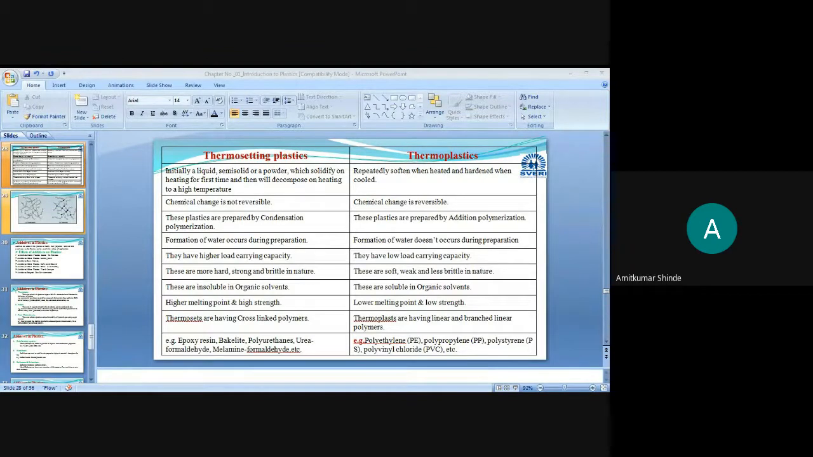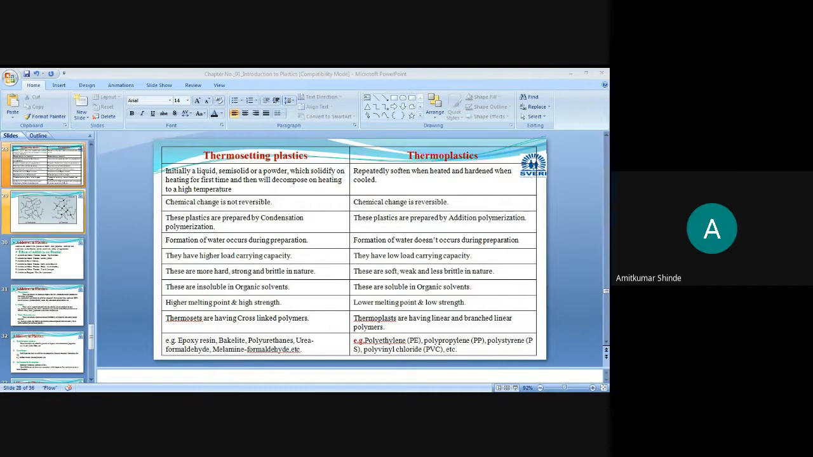Then in case of the thermoplastic materials: polyethylene, polypropylene, then polystyrene, then PVC. Long form of this PVC material will be polyvinyl chloride. From here onwards, sometimes I may use short forms, so you have to remember these short forms. PVC is nothing but polyvinyl chloride. Then polyethylene is represented by capital letters PE, then polypropylene, PP, and polystyrene, PS.